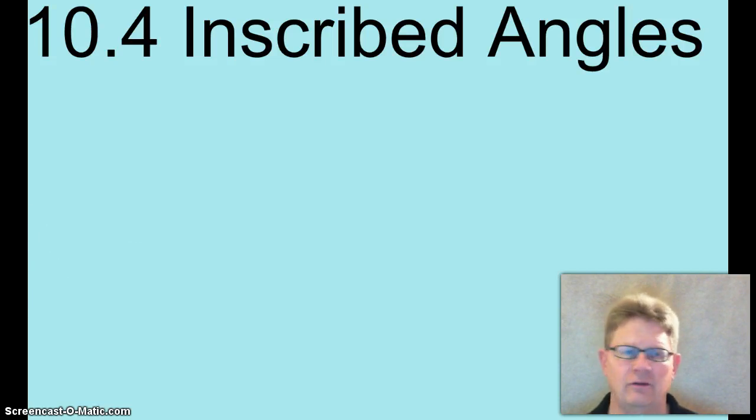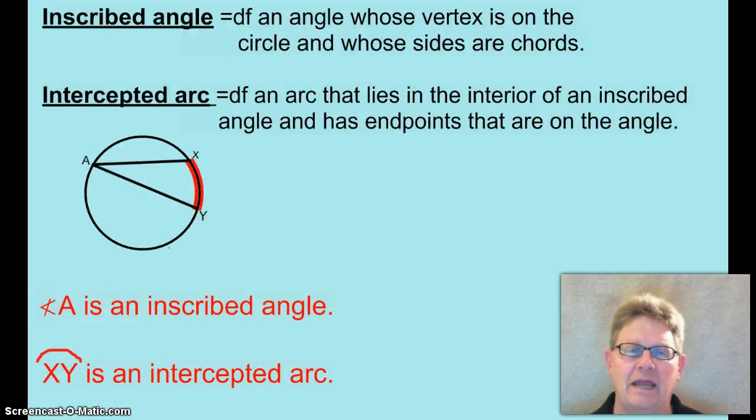What is an inscribed angle, you say? Well, let me show you. An inscribed angle is defined as an angle whose vertex is on the circle and whose sides are chords. A is on the circle, AX and AY, those two segments are chords. So angle XAY or angle A is an inscribed angle.